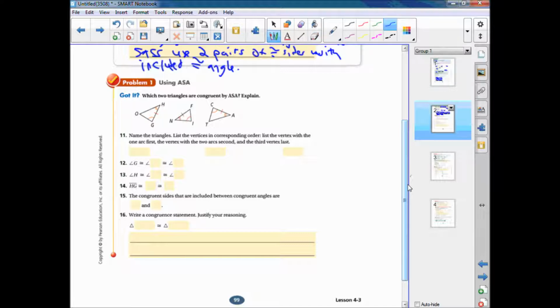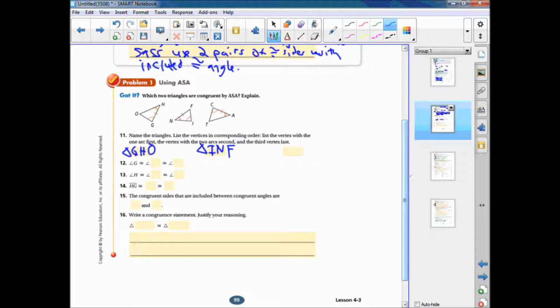Okay. All right. So let's see. This one would be triangle, 1 arc is G, 2 arcs is H, and then the third one is O. And this one's going to be triangle, the 1 mark is I, the 2 marks is N, and the no marks are F.